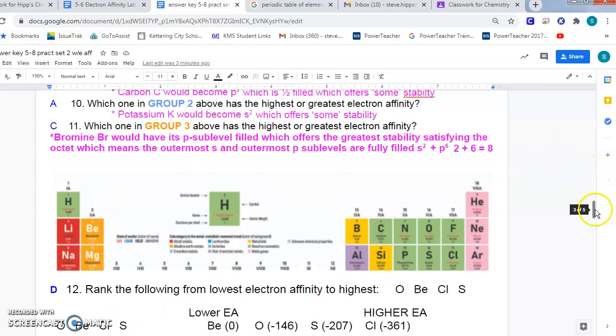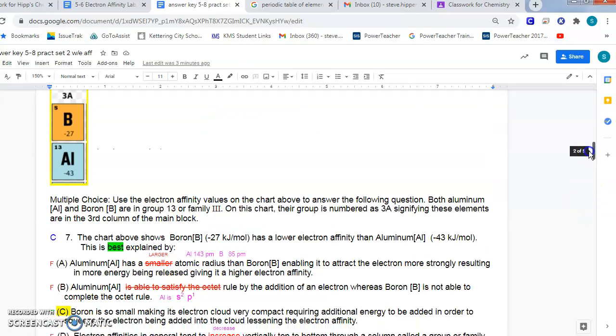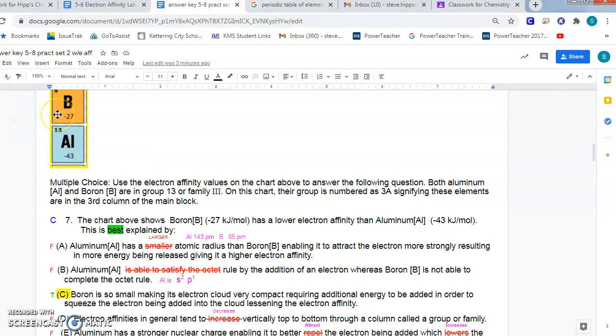Now, why do we care about that? Because we need to come up here and take a look at why they gave us a -27. Why is this one -27 for an electron affinity, and this is -43? -43 is saying that aluminum, when given an electron, will release 43 kilojoules per mole. Boron will release 27 kilojoules of energy per mole when boron's given an electron. So in other words, aluminum is releasing more energy per mole when given an electron than boron.